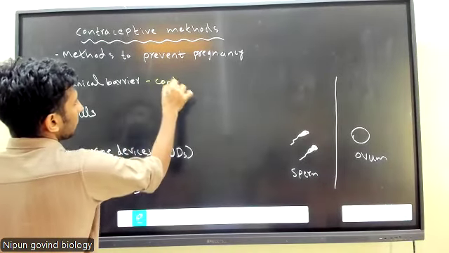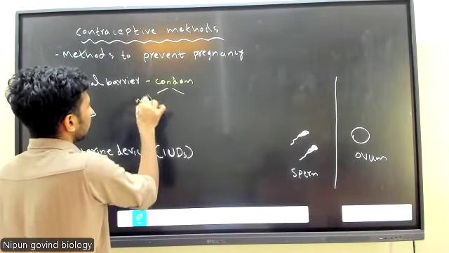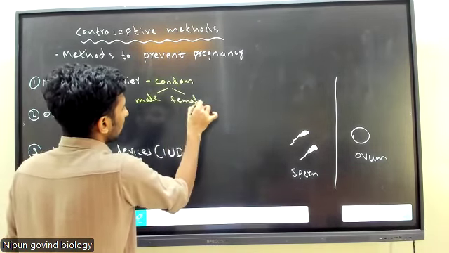Mechanical barriers. Example, condom. There are two types of condom, male and female condoms.